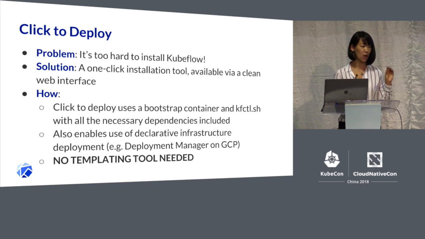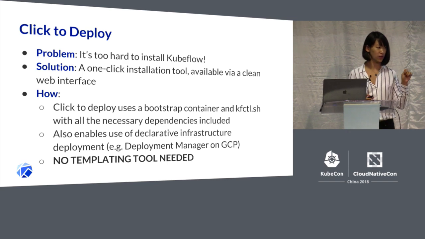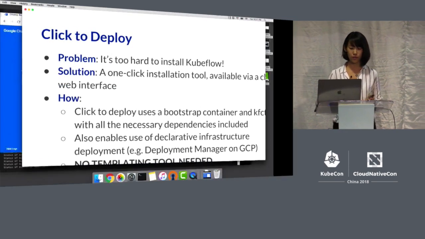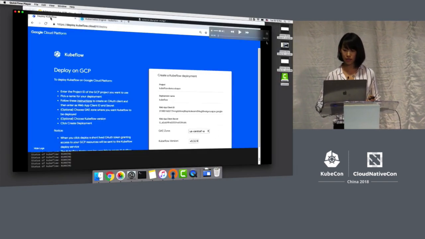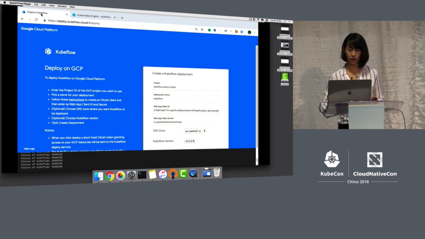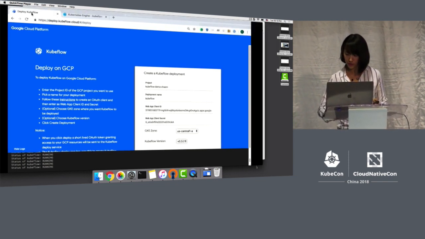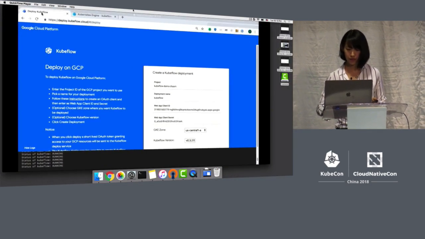And finally, what we're going to see now has no template tool needed at all. It's really just one click to deploy and also provision all the infrastructure that you need for Kubeflow. So let's take a look at what it means. So what you're seeing now is our Kubeflow click to deploy interface on GCP.